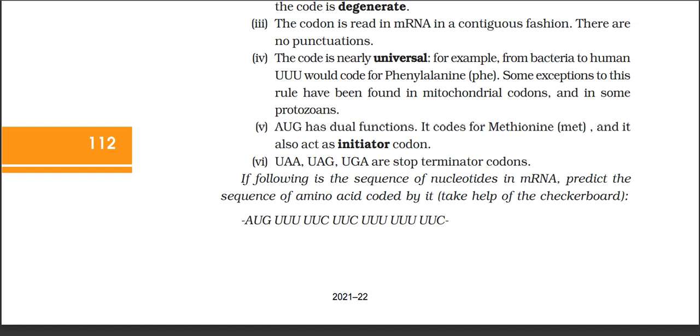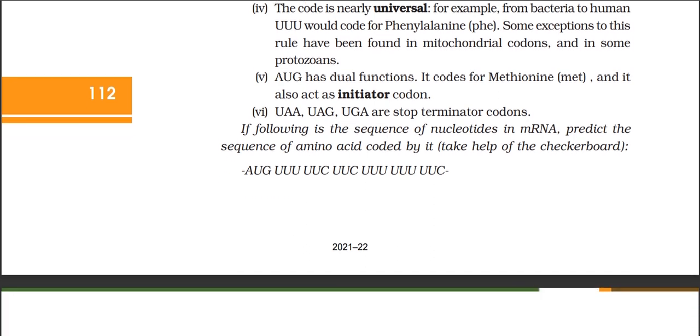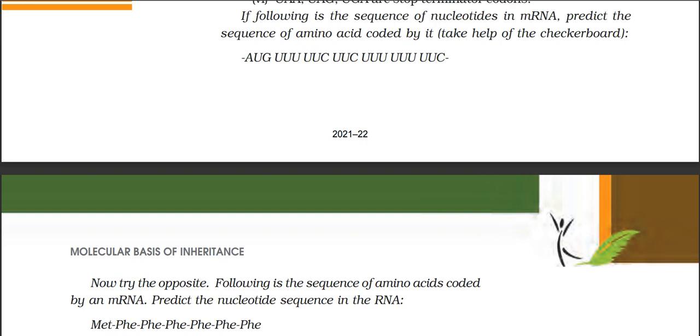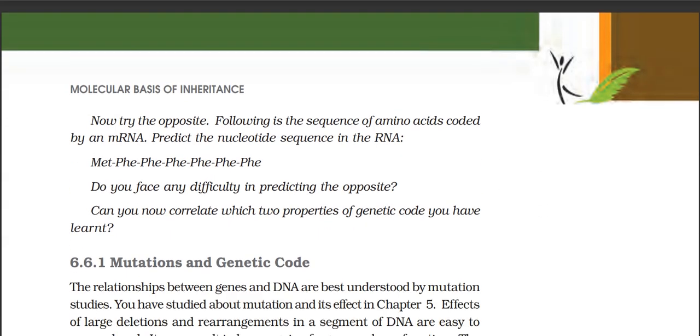If the following is the sequence of nucleotides in mRNA, predict the sequence of amino acids coded by it, take help of the checkerboard. AUG, UUC. Now try the opposite. Following is the sequence of amino acids coded by an mRNA. Predict the nucleotide sequence in the RNA. Met. Do you face any difficulty in predicting the opposite? Can you now correlate which two properties of genetic code you have learned?